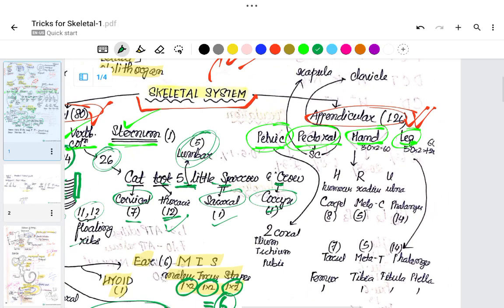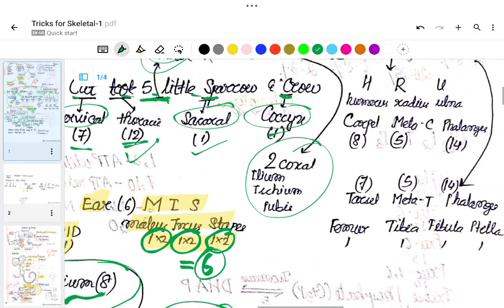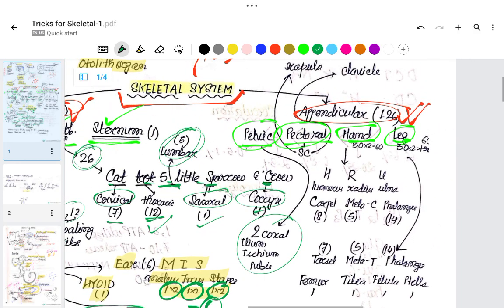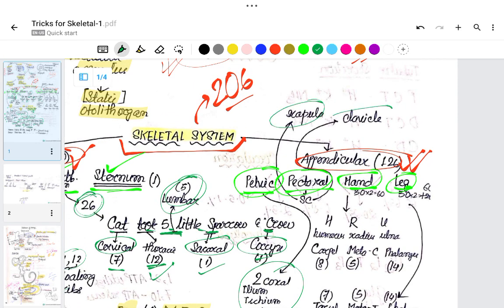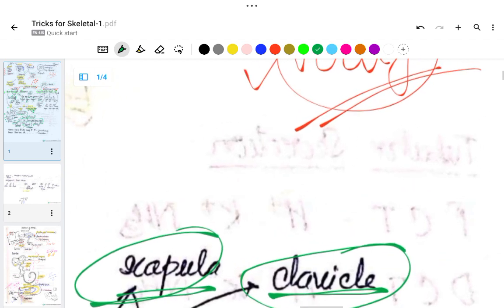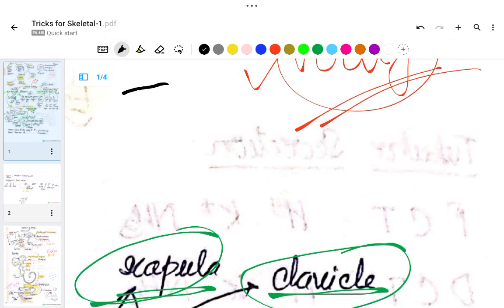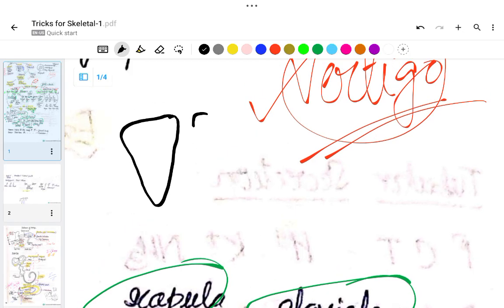Okay. Now pelvic bones. It's ilium, ischium, pubis. Pectoral is scapula, clavicle. So the scapula bone looks like this. This is a scapula bone. Where is the scapula bone present? The scapula bone, I'm drawing it. I hope you will understand the scapula bone.